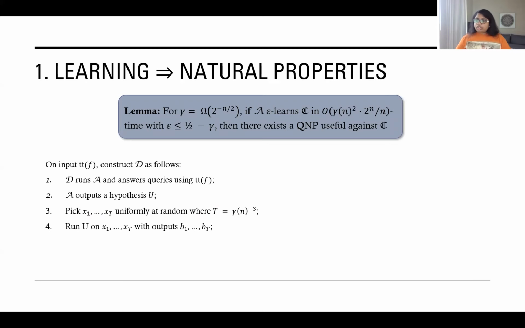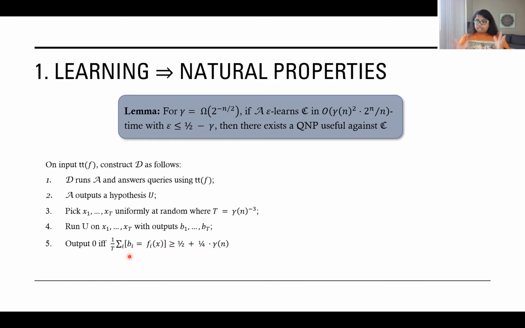I run the unitary on each of these inputs separately, so this is like one run at a time. And I get these classical bits on measuring the output, B1 to BT. And they have to satisfy the following condition. I output 0 if and only if the correlation, whether Bi is equal to f of xi, is at least half plus gamma of n over 4.